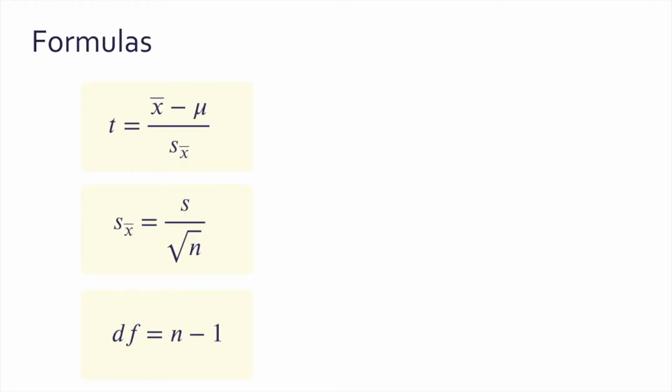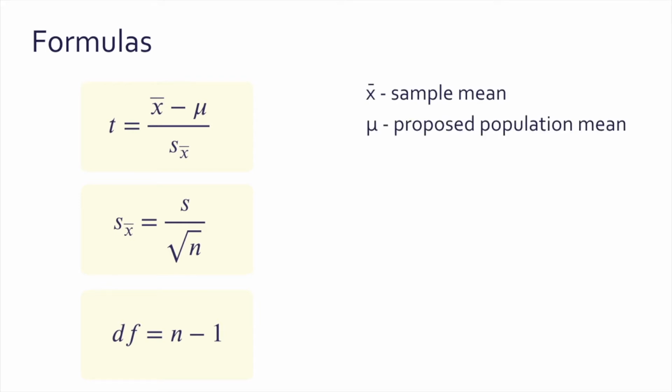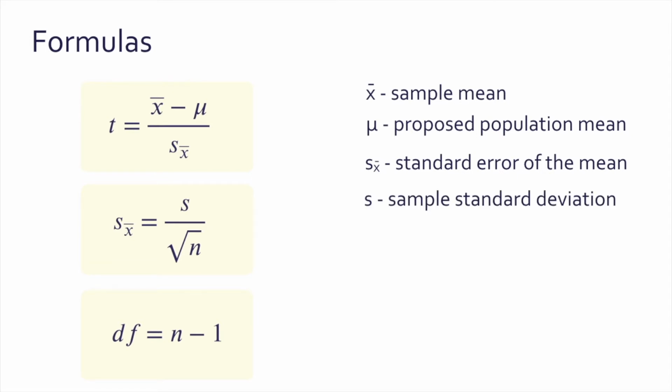First, let's consider all of the relevant formulas. The first formula is for the t-score itself, and it's x bar, which is the sample mean, minus mu, which is the proposed population mean, divided by the standard error of the mean, or Sx bar. Sx bar itself equals the sample standard deviation, S, divided by the square root of the sample size, n. Last but not least, we have the degrees of freedom formula, which is n minus 1.